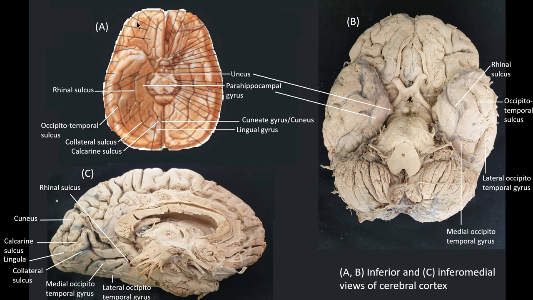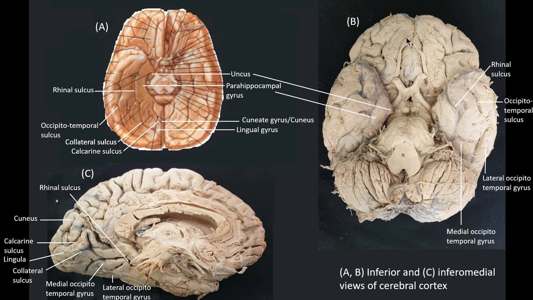Then, if we go to the front, on the undersurface of the frontal lobe, we can see a prominent sulcus known as the olfactory sulcus, which separates this big gyrus, known as the gyrus rectus. The gyrus rectus gets separated by the olfactory sulcus from these gyri. These are a group of gyri which are together known as the orbital gyri, and they're separated from each other by loads of orbital sulci.